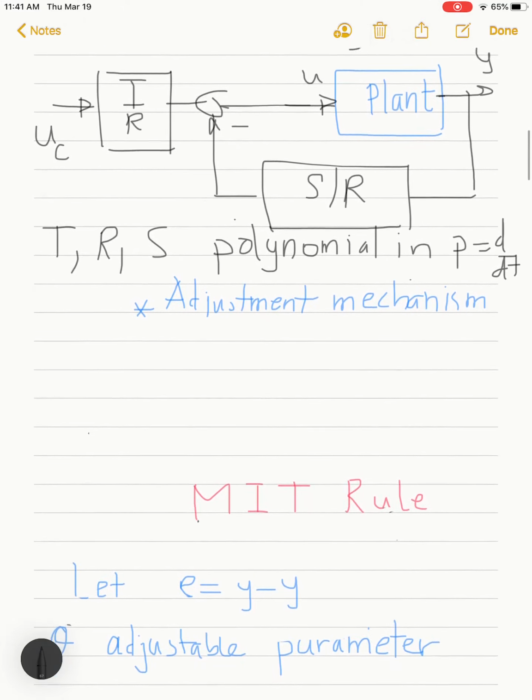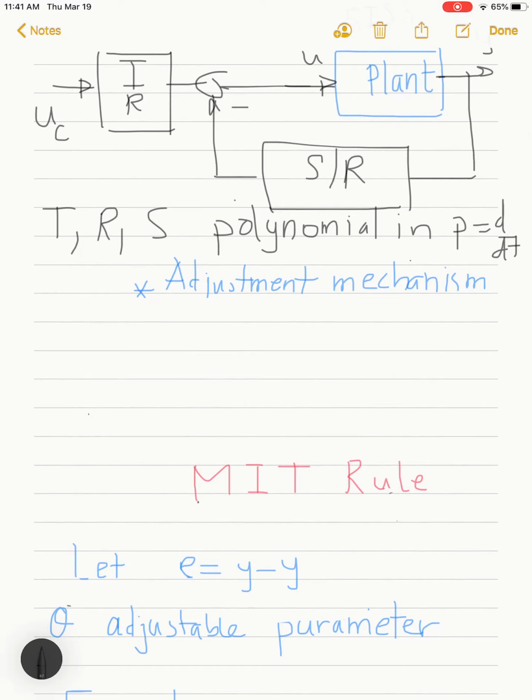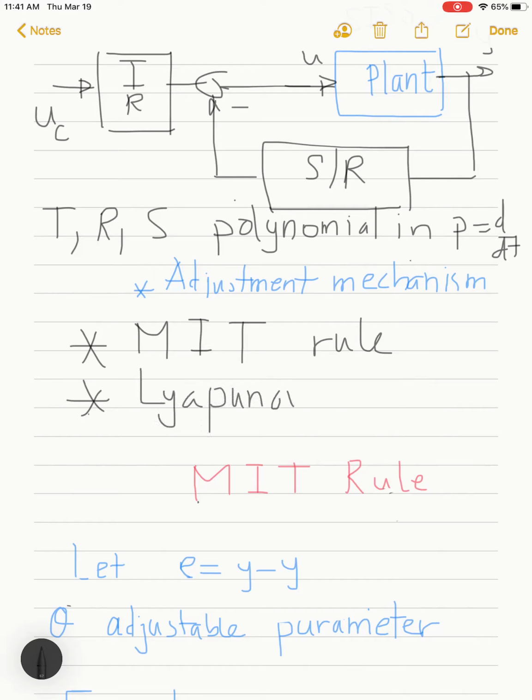In order to achieve that, we need some adjustment mechanism, and we are going to look at two of them. The first one is the MIT rule, and the second one is a Lyapunov based design. Maybe we mentioned before that the MIT rule does not guarantee stability. That's why it's not really used nowadays. However, the Lyapunov based design would ensure the stability of the closed loop system.